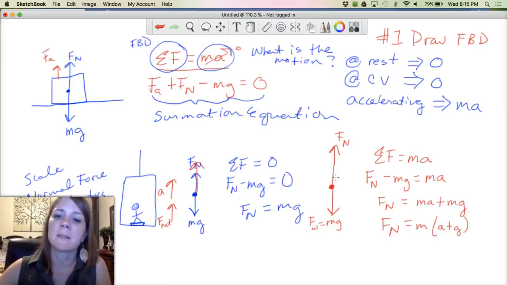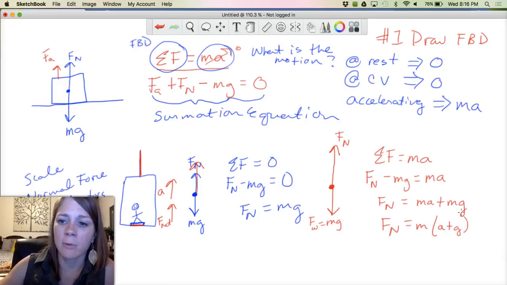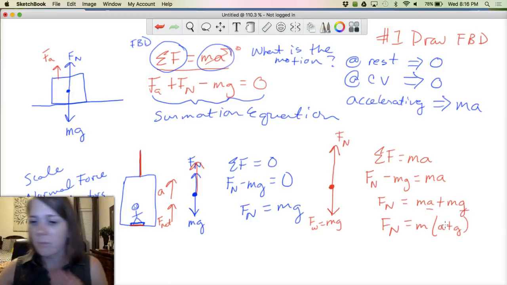And that makes sense because the tension in this cable here, as it's going up, is going to be greater than if it were falling down. And think about it this way. If the elevator must push me upwards, it first has to overcome gravity and then give me that additional acceleration. So it's going to be g plus a.